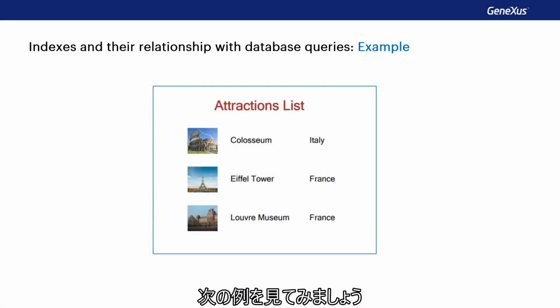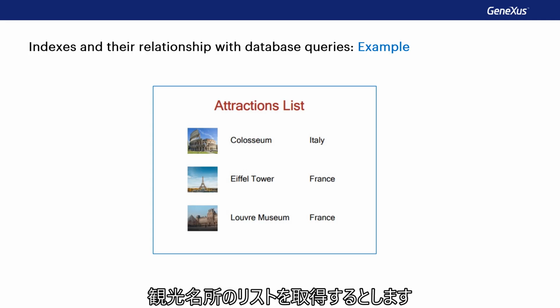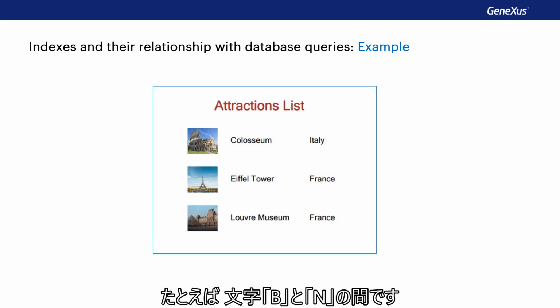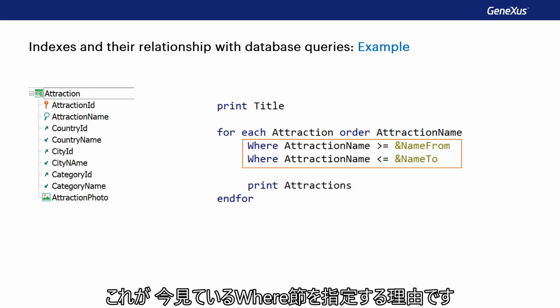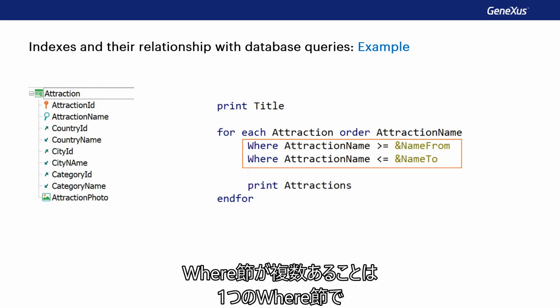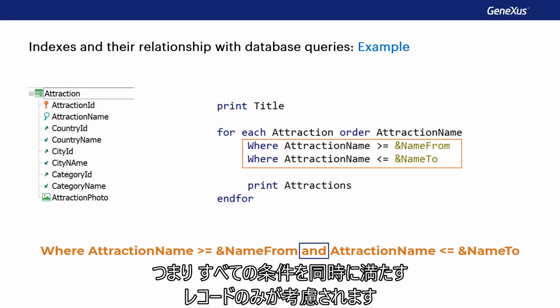Let's see this example. Suppose we want to get a list of attractions whose names are in alphabetical order between a couple of values received by parameter. For example, between the letters B and N. That's why we specify the where clauses we're looking at. Having several where clauses is the equivalent to having only one, where the conditions are combined with the AND logical operator. In other words, only records that meet all the conditions at once will be considered.